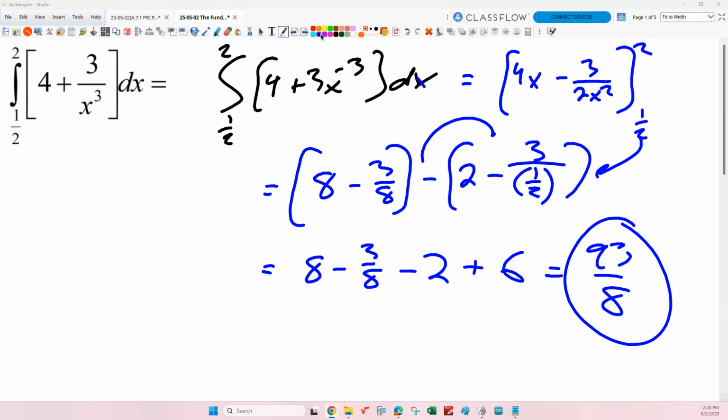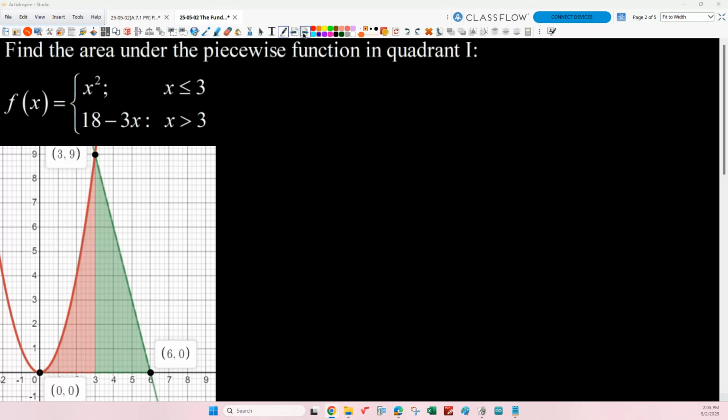Okay? The other thing you could do is split this into two separate expressions that we evaluate from 1/2 to 2 also. But it doesn't really help much. I mean, it's just kind of six of one, half a dozen of the other. Same thing, right? Okay, so now what about something like that?